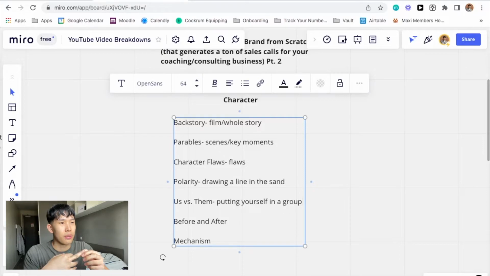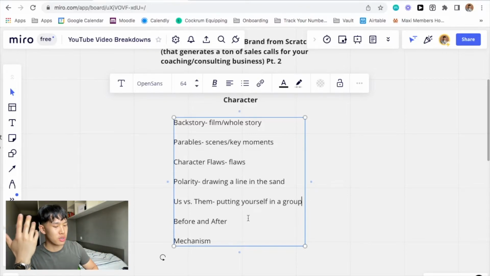A business example is low ticket versus high ticket, like selling low ticket courses versus high ticket programs. Another example is public education versus self-education. You see where I'm getting at here? So think of that as well, and come up with some examples.